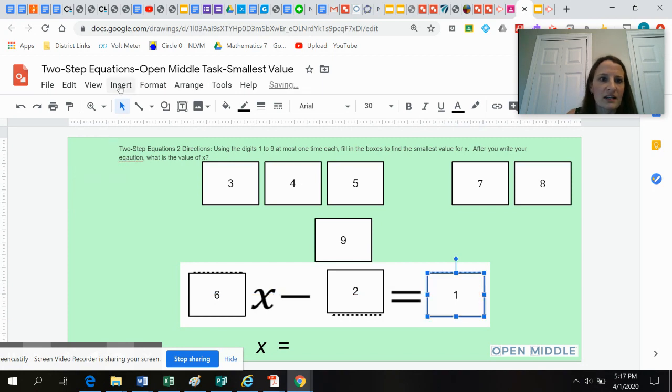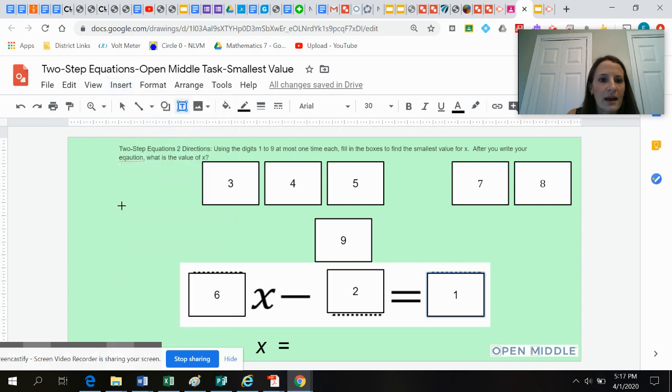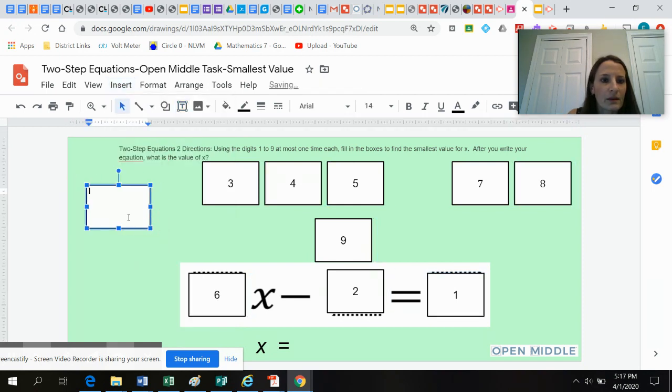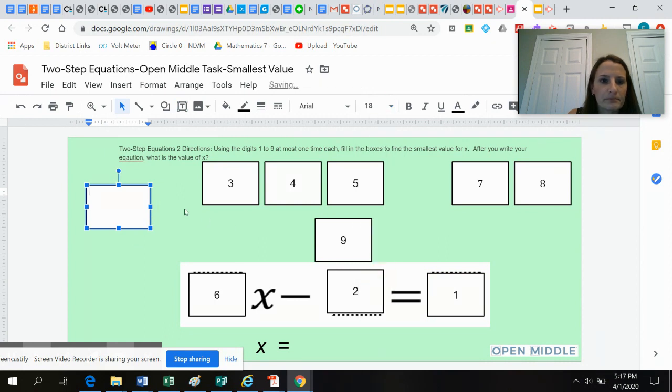Let me insert a text box. We're going to solve for x. Okay, let me make this a little bit bigger so you guys can see it. All right, we've got 6x minus 2 equals 1. We're going to solve it. We're going to show the steps. So what number minus 2 equals 1? That number has to be 3. So that means that 6x is equal to 3.